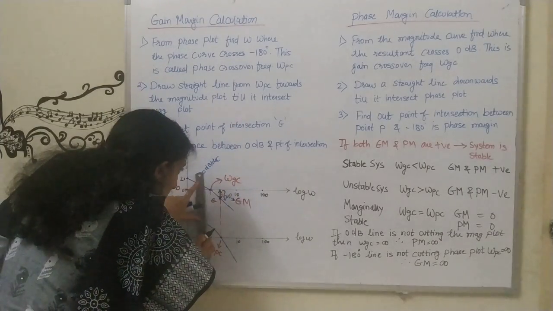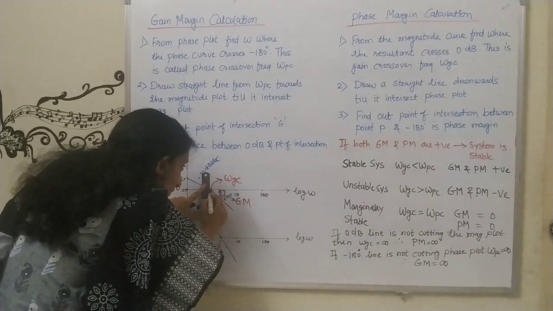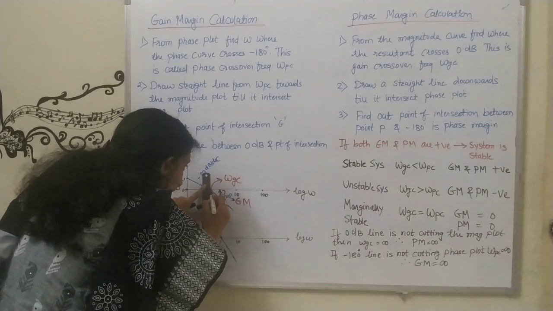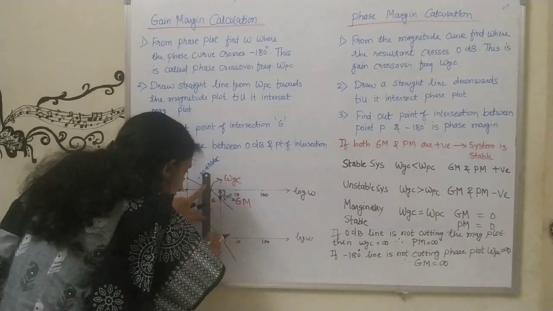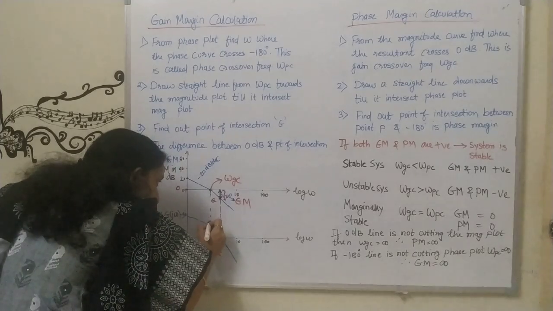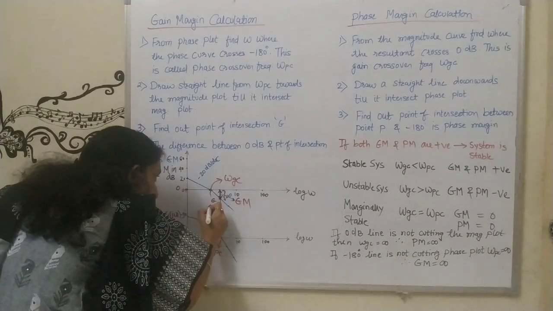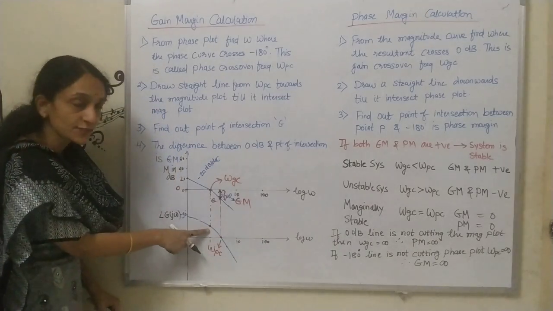So look at this, I am drawing the straight line. This is my omega GC, and from omega GC I am drawing the dotted line, where it will intersect. See, this is actually intersecting the phase plot here. So it is intersecting the phase plot at this point.